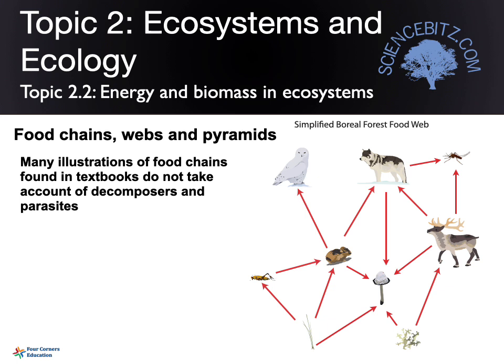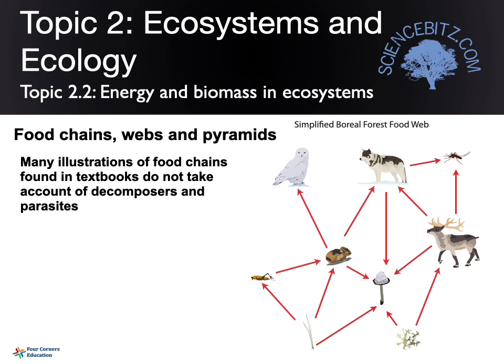Eventually, all matter that isn't eaten by something else becomes material that will decompose in the system. So there are arrows coming from the wolf, the lemming, cotton grass, lichen and reindeer. But there should also be arrows coming from the mosquito, coming from the insects and also coming from the snowy owl.